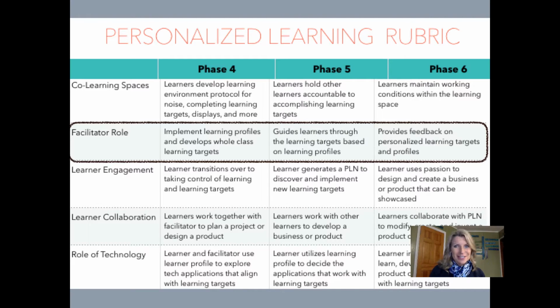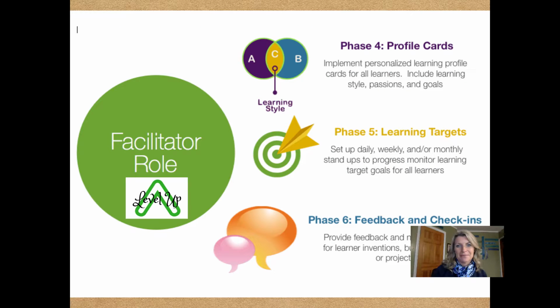Now let's talk about the facilitator role. We've been spending a lot of time talking about the learner, so what is the facilitator doing? Well, in phase four, number one priority is making sure those profile cards are up, running, and up to date. We want to make sure if things change, if the kids need to do something, that we are looking at their learning styles, we're looking at the learning targets. The facilitator is really diving in deep to make sure that each individual student is on the right path.